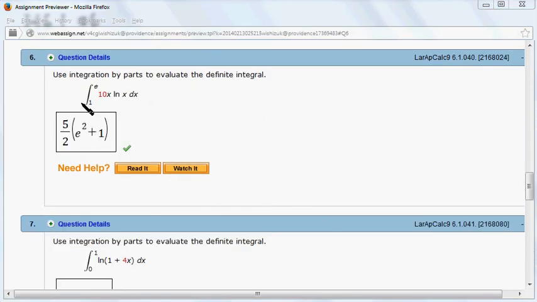It came back. Looks like we got this one correctly. That's it. I hope that this was clear.